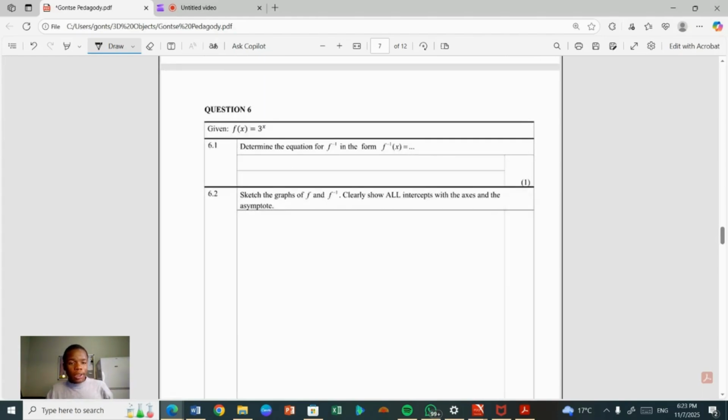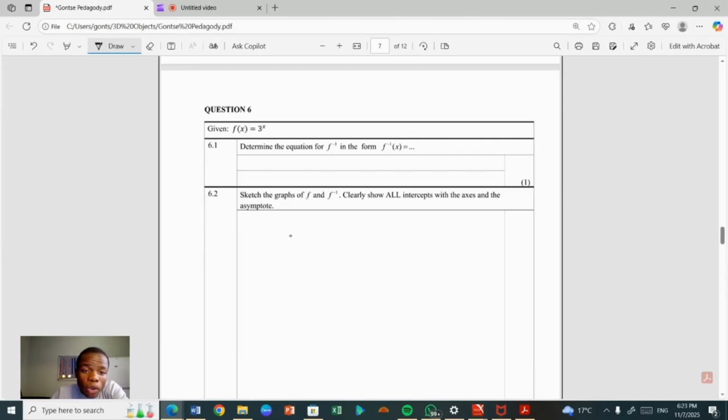Then let's move to question 6. Question 6, we are given, right? This is functions, inverse of function, right? So we are given f of x is equals to 3 to the power of x. Determine the equation of f to the power of minus 1, the inverse, right? In the form of f, yes.